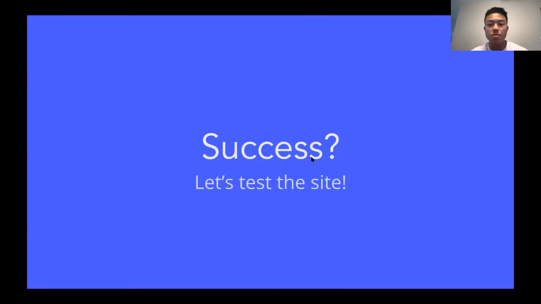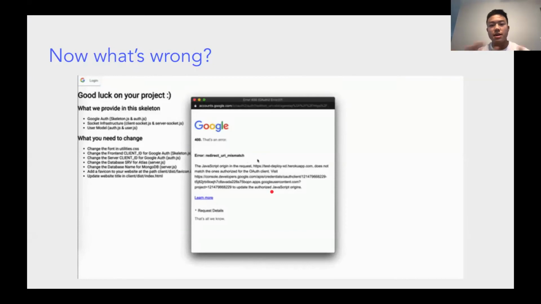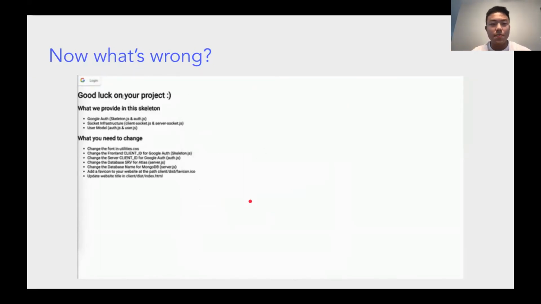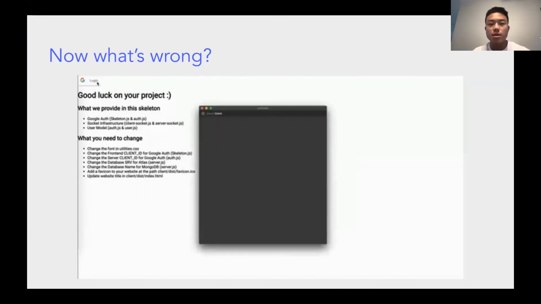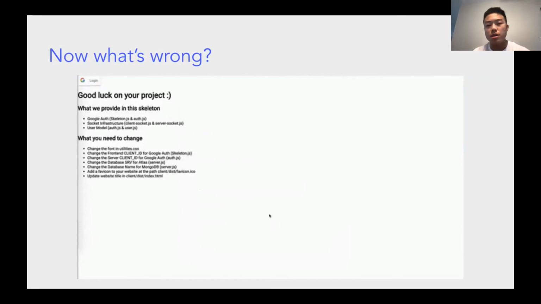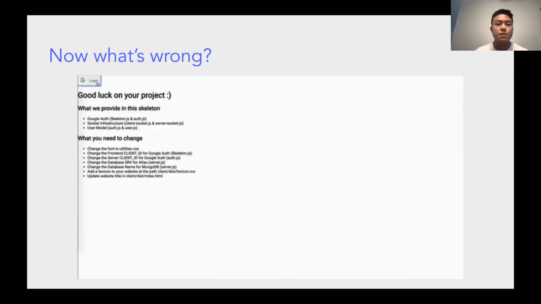All right, looks like people are doing okay. So let's move on. You should get something like this. You have a site that kind of renders and it works for the most part, but there's one last problem. And that problem is when you click login with Google Auth, it's going to give you this pop-up that says redirect URL mismatch.